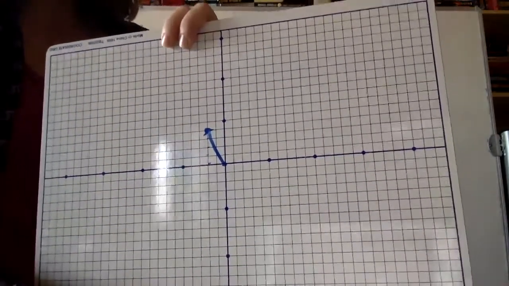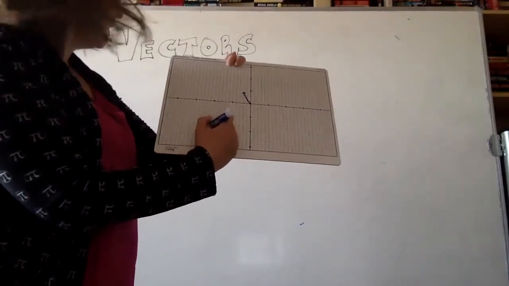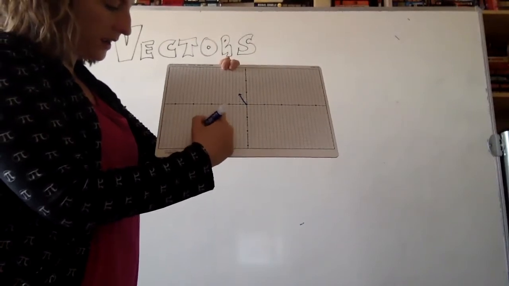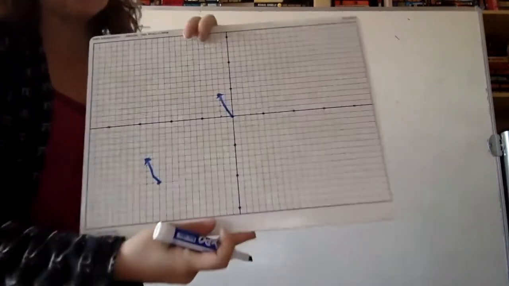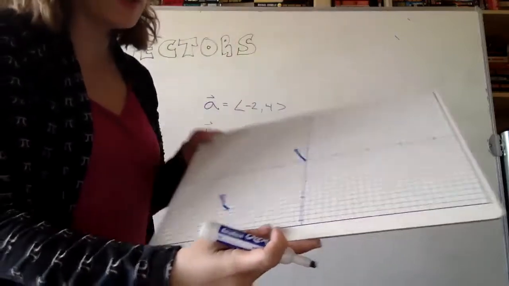Okay. Now I could also draw A anywhere else on the board. So I'd have a starting point. I'd go left 2 and up 1, 2, 3, 4. So there's another way I could represent A. Notice that those have the same magnitude and the same direction. Their position doesn't really matter.